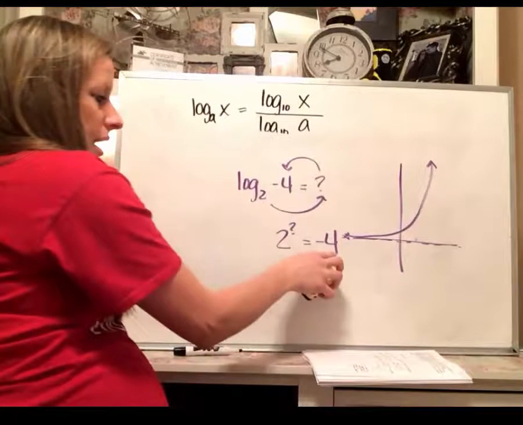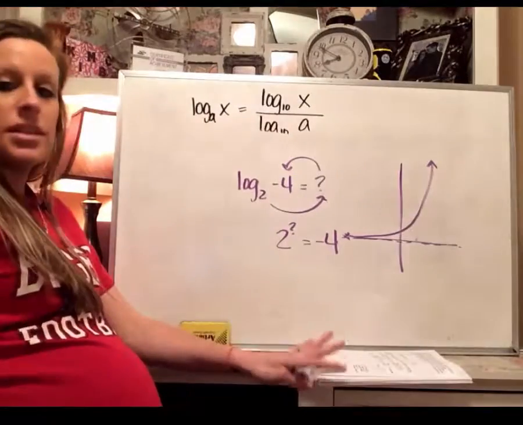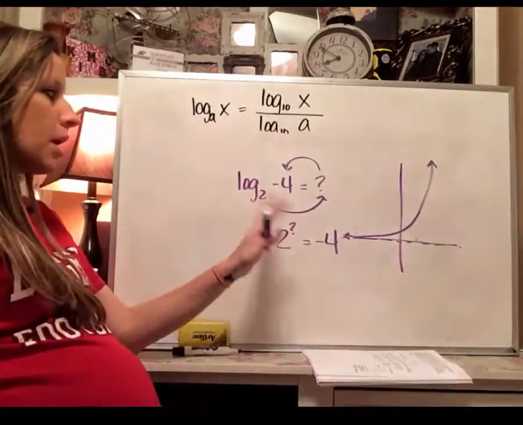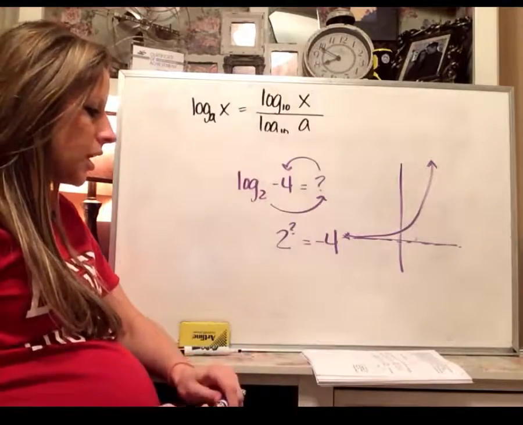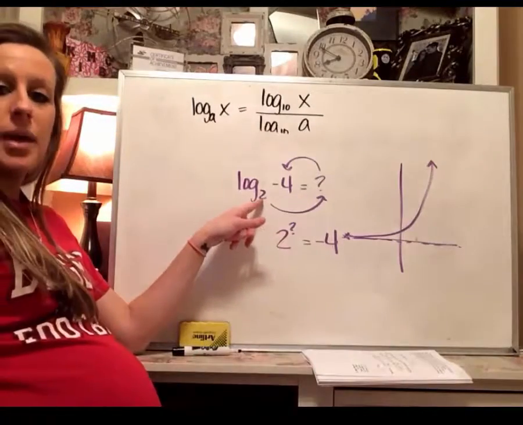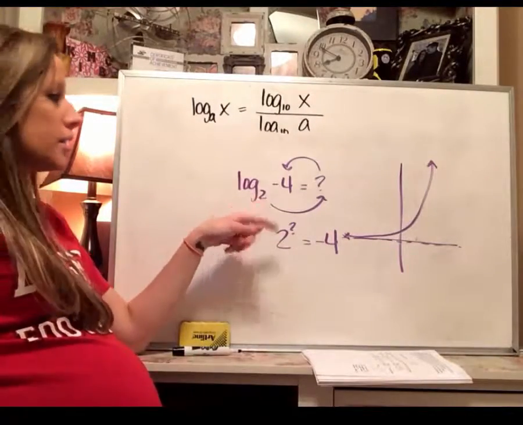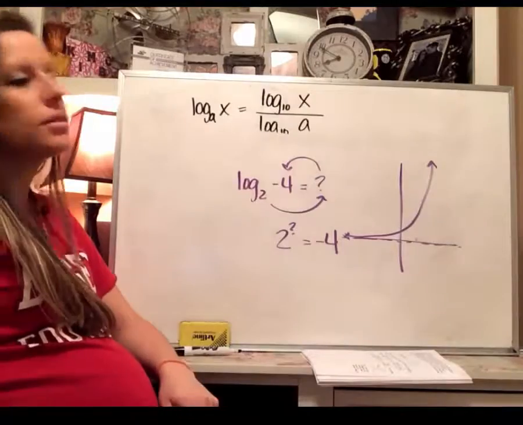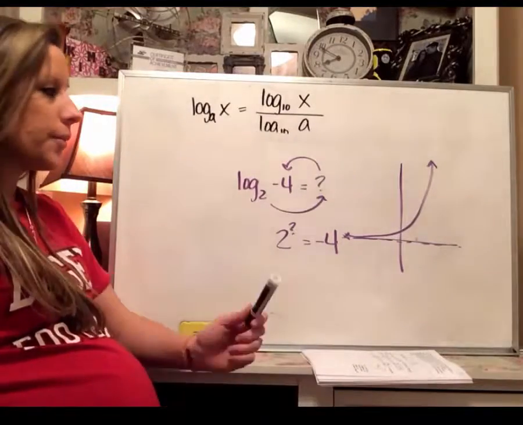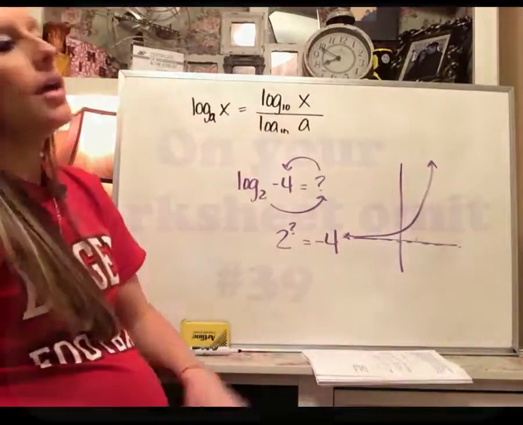So, yes, in that way, you can get a negative number. There is no way to get a negative number if we have a positive base. I mean, it's just not possible. I could multiply 2 times itself a million times, and there's no way I can get a negative number. So, that's why this problem is not possible. You would have to have a negative base on your log to get a negative number there. So, just so you know.